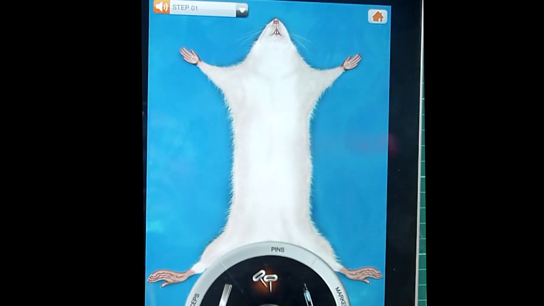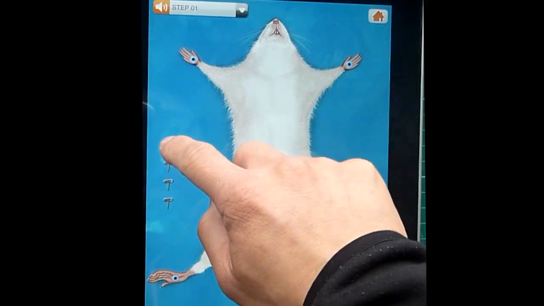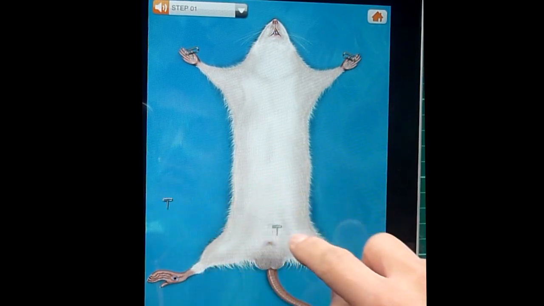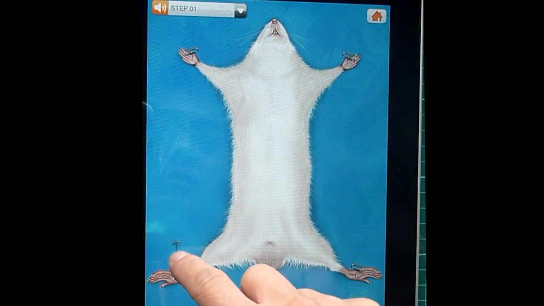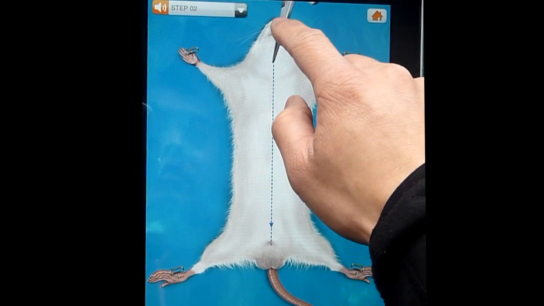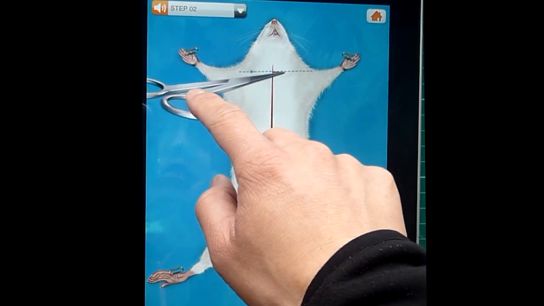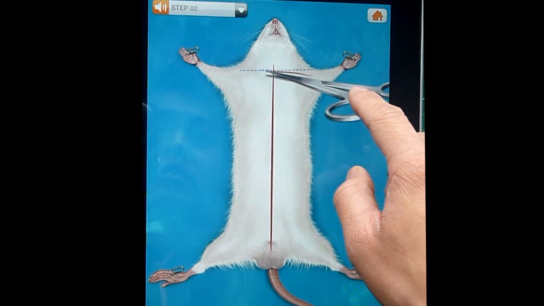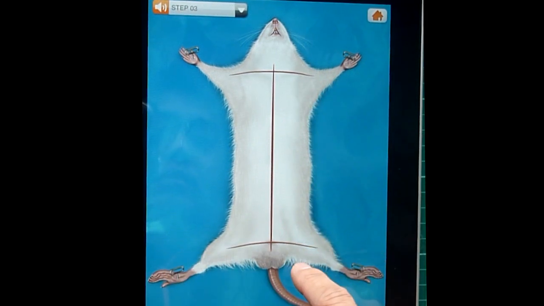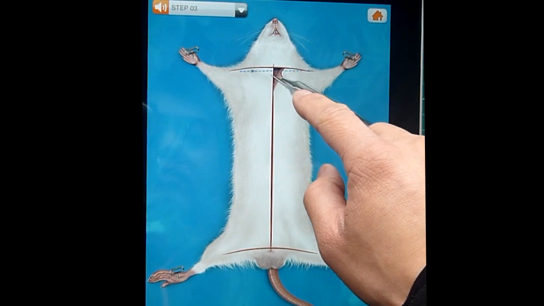Pin the rat's limbs to the pan to hold it firmly in place. Use the scissors to make a midline incision from a point between the forelimbs, extending up to the external genital opening. Make horizontal incisions above the hind limbs and between the forelimbs. Use the forceps to gently separate the skin flaps from the muscle below.